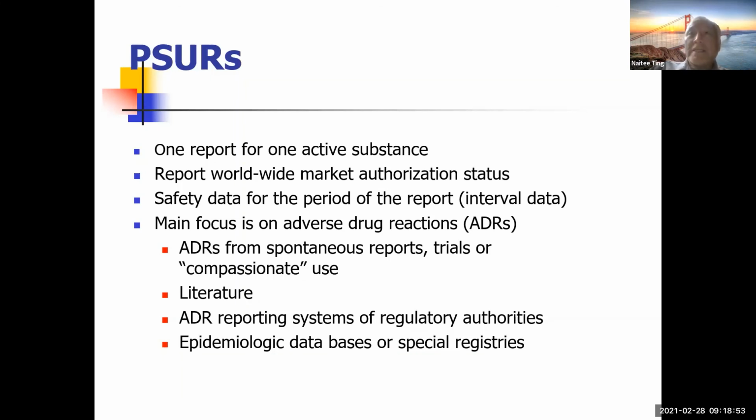Or a typical thing would be an antibiotic. An antibiotic may be indicated for lung infection, respiratory tract infection, renal tract infection, or some other infections. But for all these different infections, different indications, you don't have to do PSUR separately. For one substance across indications, you can just do one report. Report worldwide market authorization status, how many countries approve the drug and for how long, all right. Safety data for the period of the report, that's the interval data.